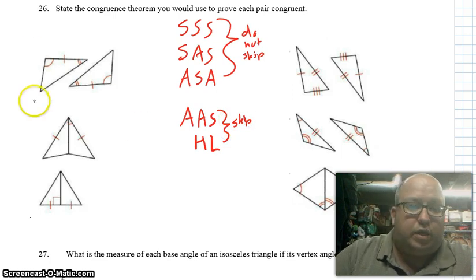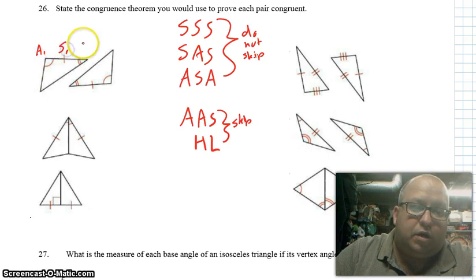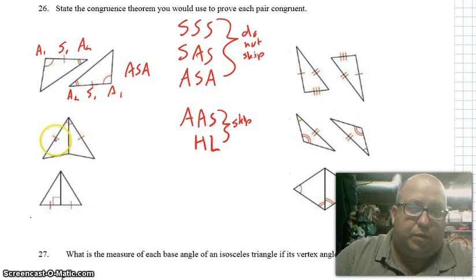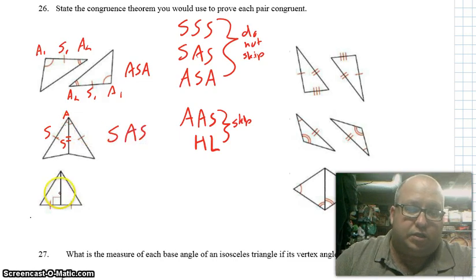All right, looking right here. I've got angle 1, side 1, angle 2. That looks like it is angle, side, angle. This one here, if you were to pull these apart, you'd see that this middle piece is shared. And it looks like it is side, angle, side. 1, 1, 2. That works. Side, angle, side for these two.